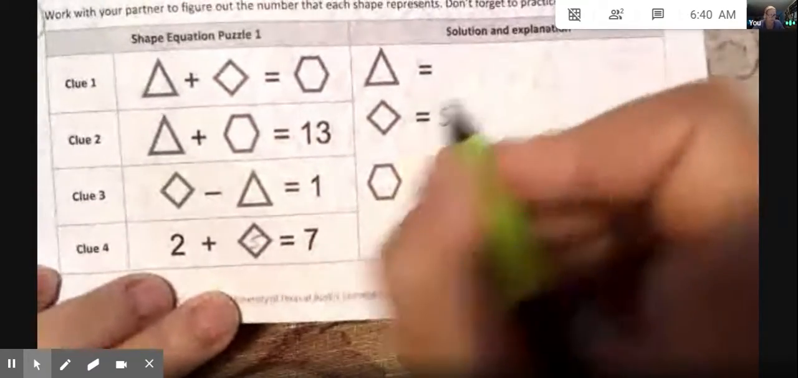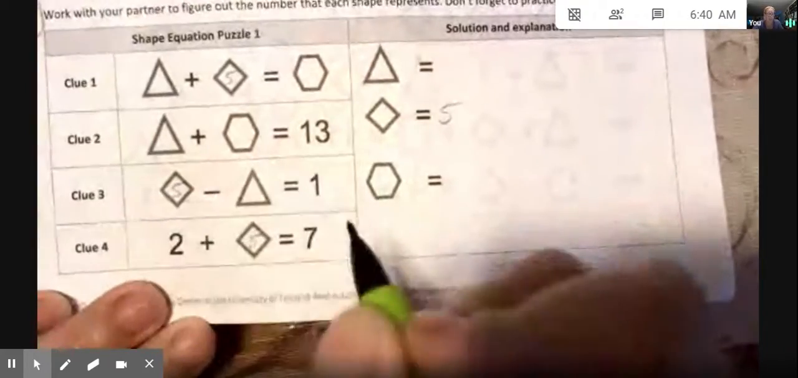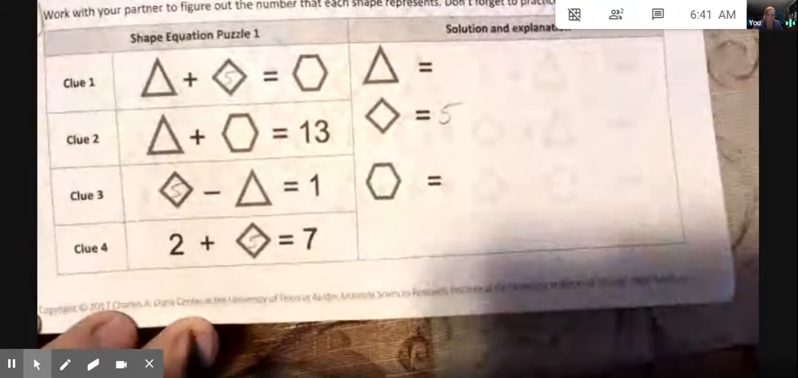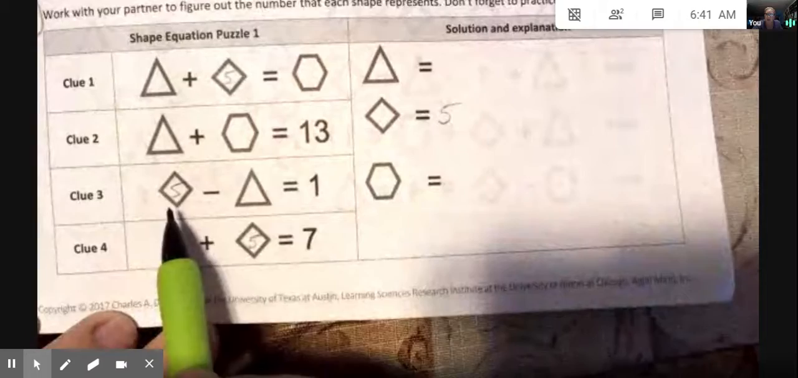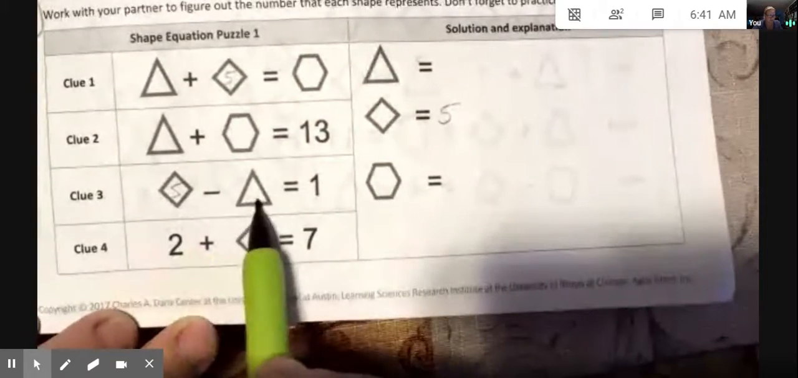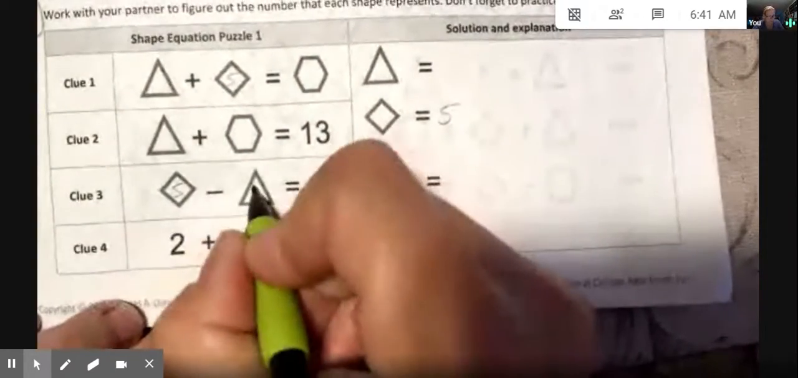Okay, so this is a 5. And that's a 5. So I would do this clue next. 5 minus something gives us 1. We know that 5 minus 4 is 1.